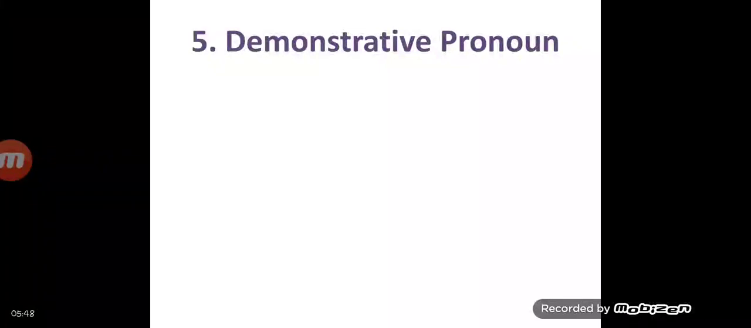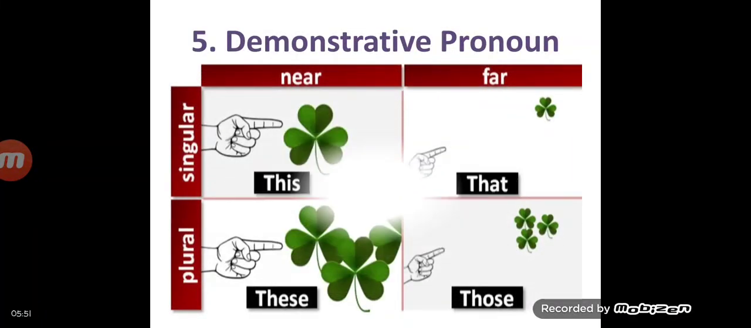The fifth type is demonstrative pronouns. Demonstrative pronouns are used to point out and identify specific nouns. If the subject is near to you as a singular, you will use this. If a singular subject is far away from you, you can use that for it. And if the plural subject is near to you, you will use these for it. And if the plural subject is far away from you, you will use those.